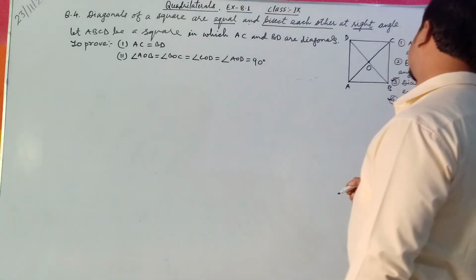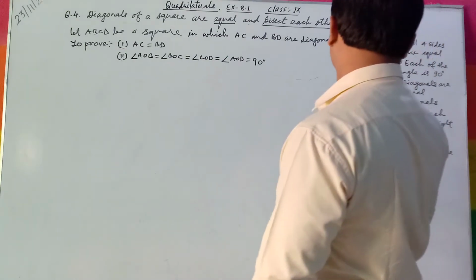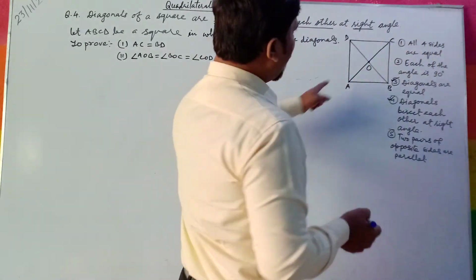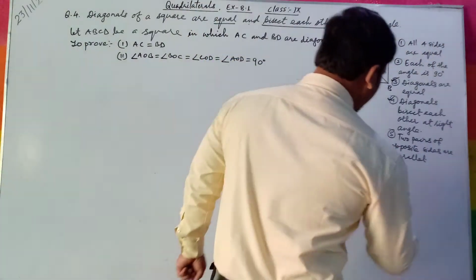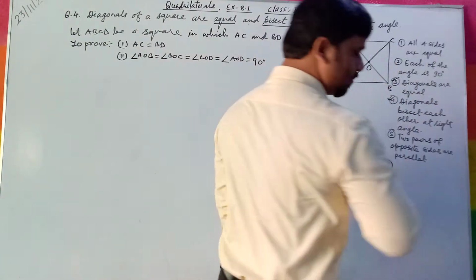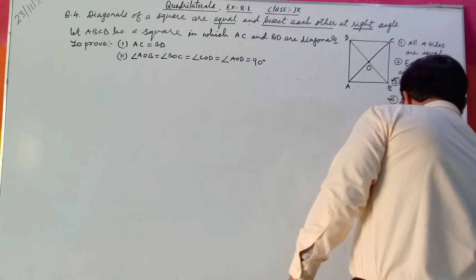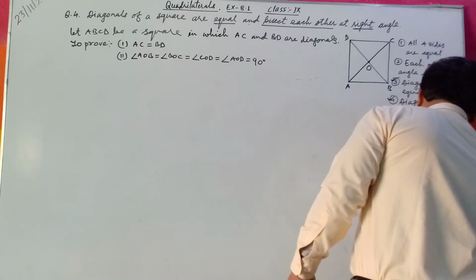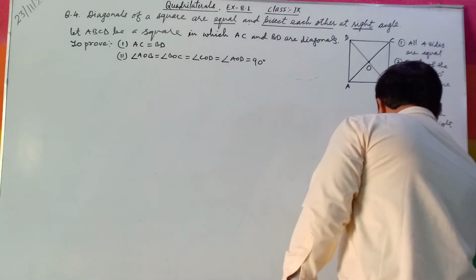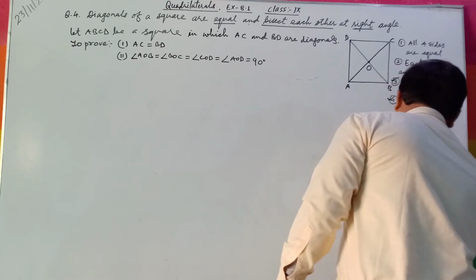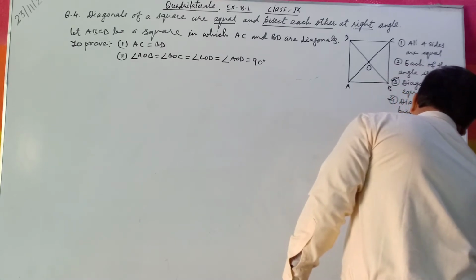After that, one more property is also there. That property is diagonals bisect opposite angles.